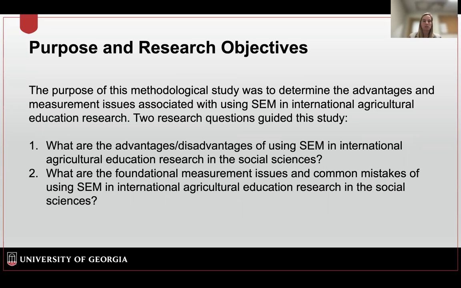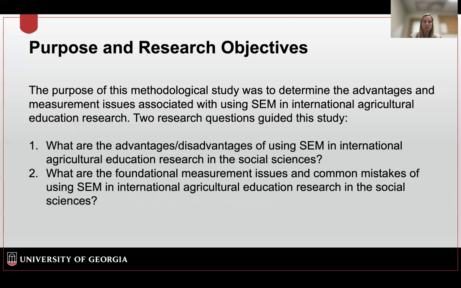Purpose and research objectives. Guidelines and practice for SEM are generally presented in the research in the broader field of psychology. Few studies in the context of international agricultural education have elaborated on the advantages and foundational measurement issues related to SEM. Without acknowledging inherent SEM issues, international agricultural education researchers may misinterpret SEM and the implications resulting from the analysis. Therefore, the purpose of this methodological study was to determine the advantages and measurement issues associated with using SEM in international agricultural education research by conducting a thorough analysis of the literature and applying it to the international agricultural education research context.